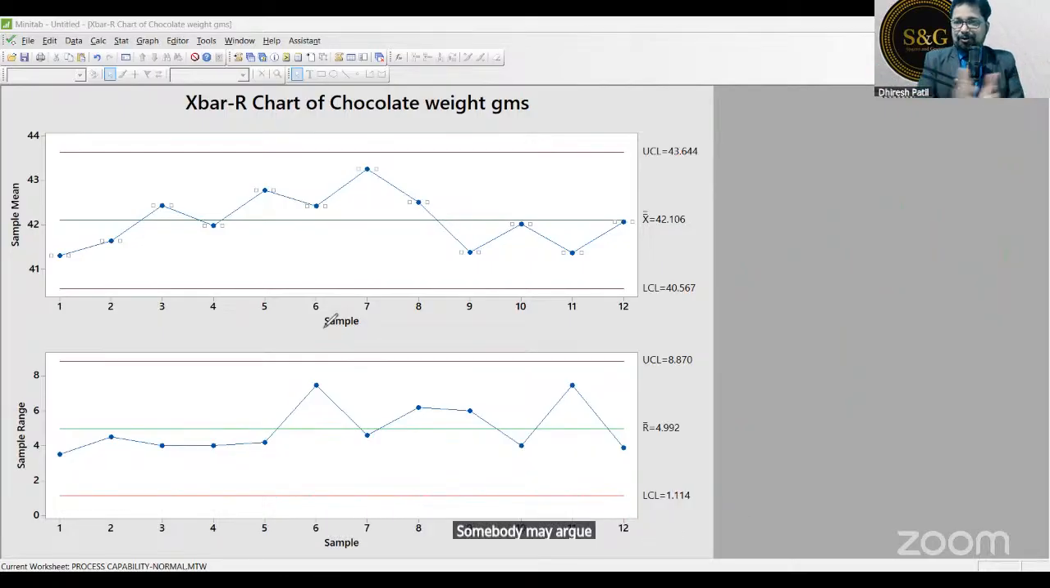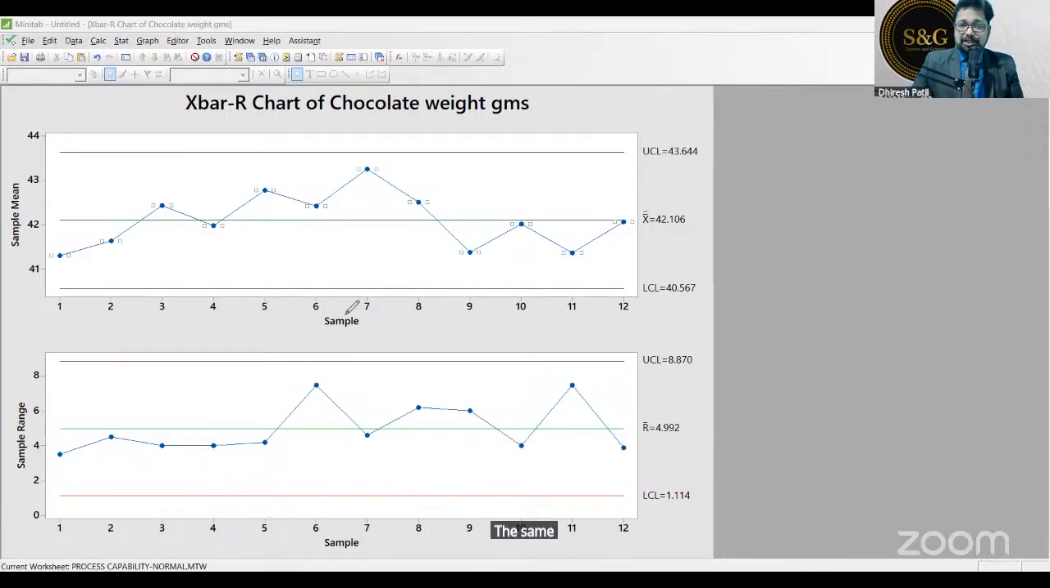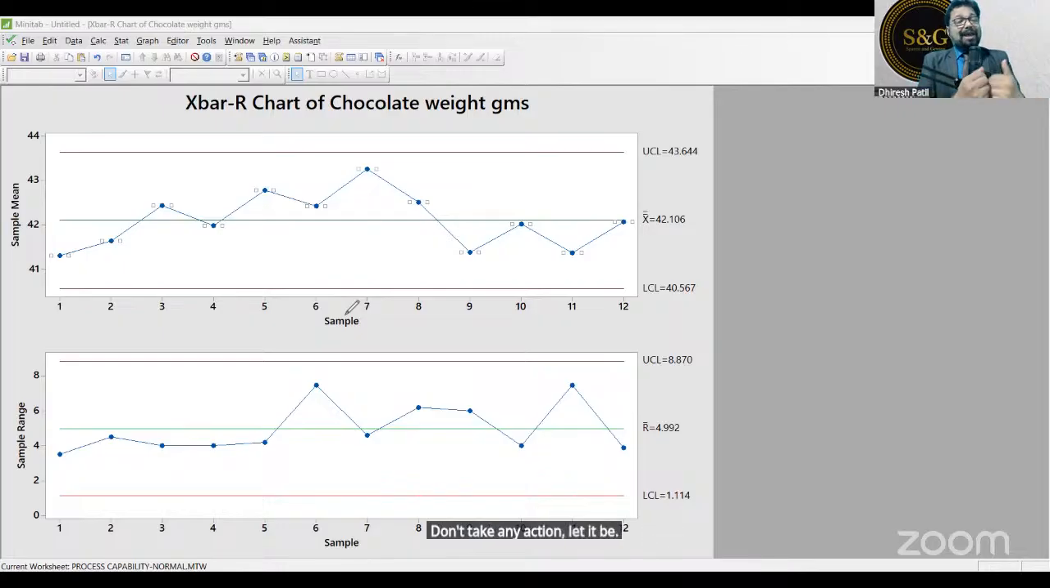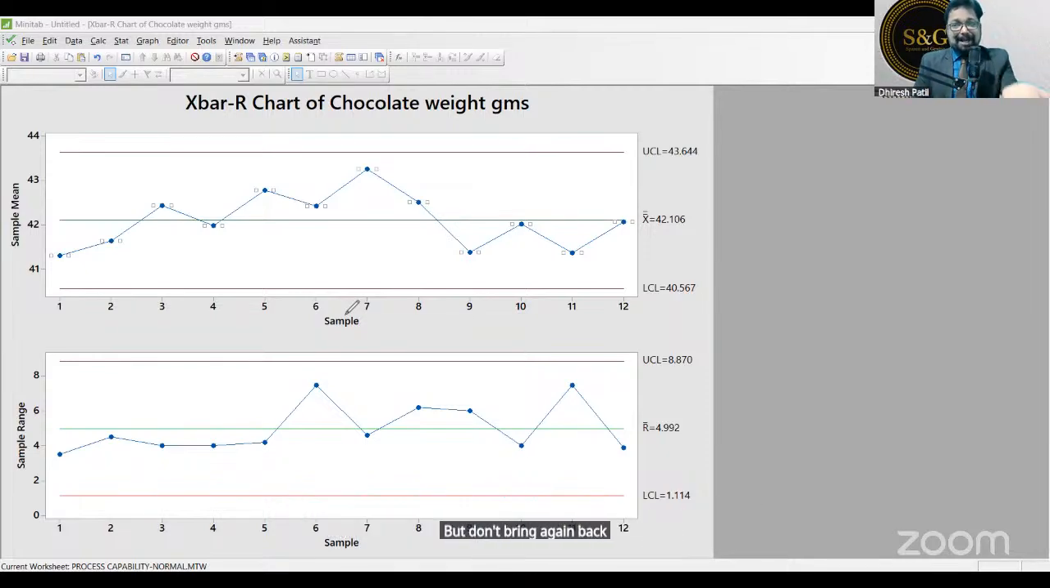That is what the control chart is. The same goes with the standard deviation chart as well, correct? When your standard deviation goes below the lower control limit, that's the best situation to be in. Don't take any action, let it be. You can investigate and understand what is bringing that result. But don't bring it back up again. We need not push it up again. Okay? Let it go down as much as possible.